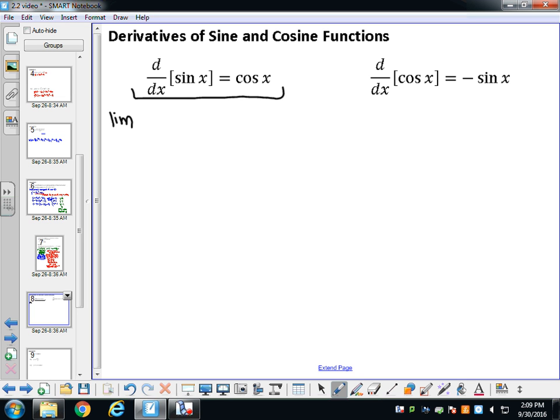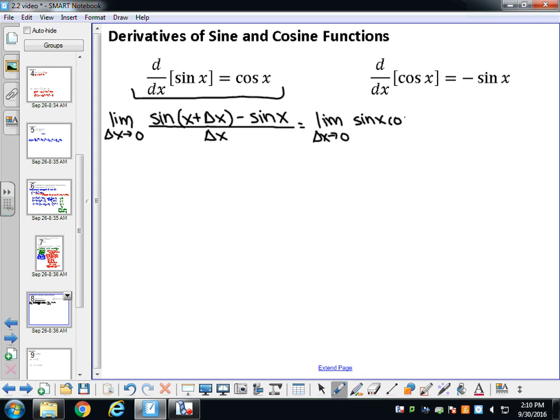So I have the limit as delta x approaches 0 of sine of x plus delta x minus sine of x all over delta x. Now that is a sum formula. So I break it apart and say it's the limit as delta x goes to 0 of sine of x cosine of delta x plus cosine of x sine of delta x minus sine of x all over delta x.